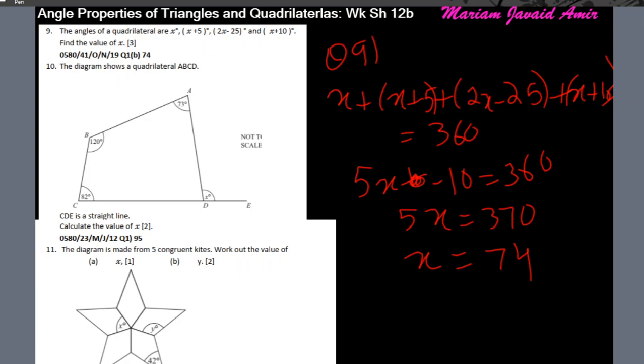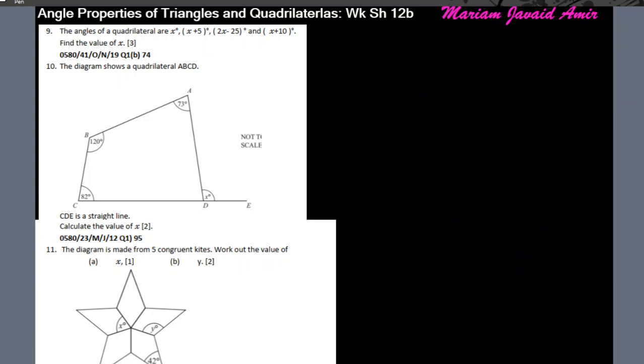Next up is question number 10, which says the diagram shows a quadrilateral ABCD. This is a straight line. Calculate the value of x. So if this angle is x, then this angle would be 180 minus x, because the sum of all angles on a straight line equals 180. So this would be 180 minus x.